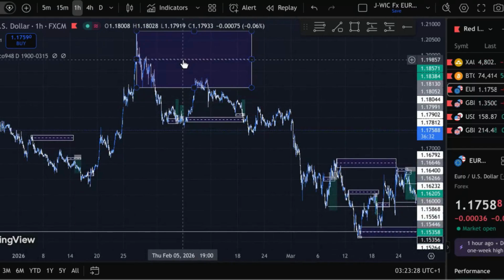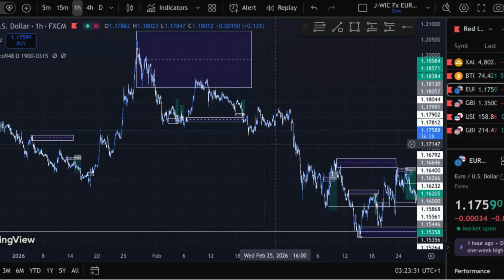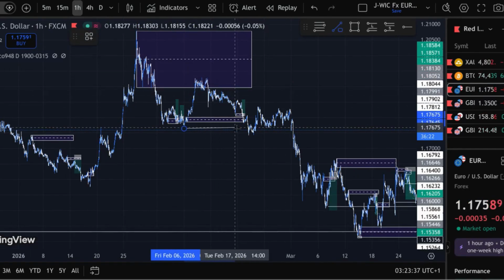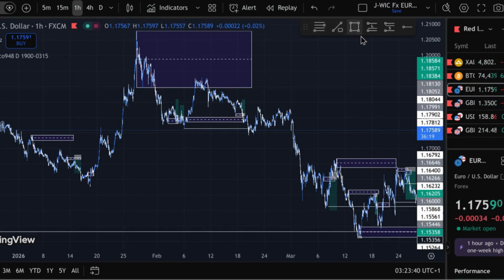That's why some other factors are considered. Now you can see this is a supply zone. The market tapped into it and dished down, so I made this break of structure. Where do I find my next supply zone?